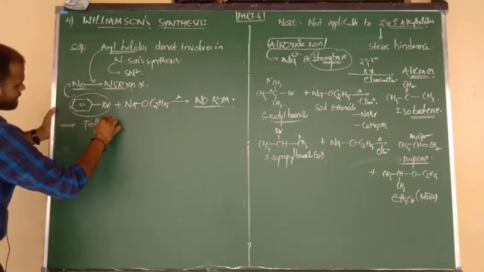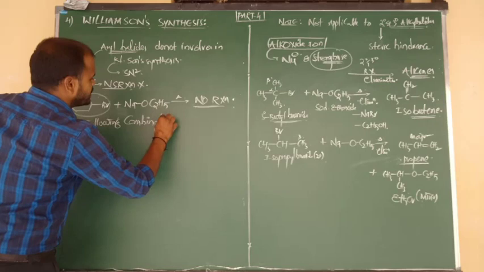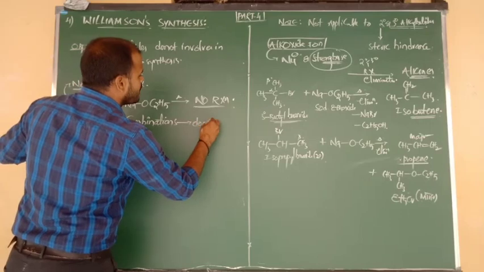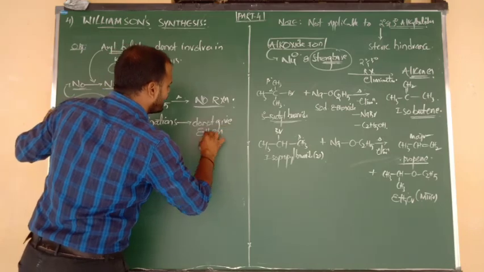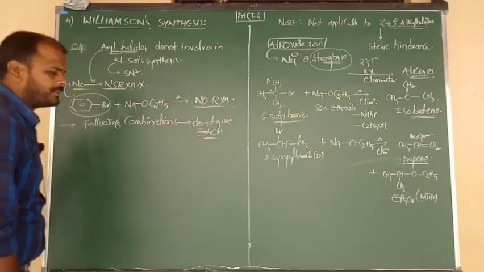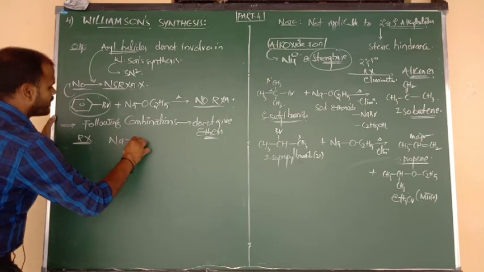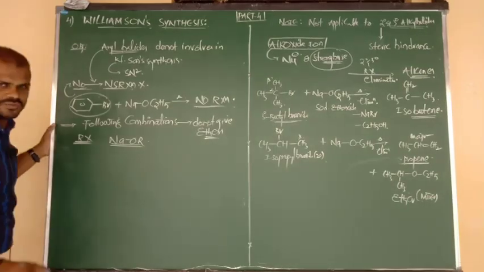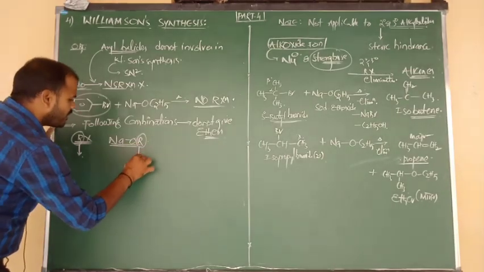Following combinations do not give ethers. Following combinations do not give ethers. So which type of combinations will never form ethers as per Williamson's method? Simply I have to consider an alkyl halide, and here I am going to take the sodium alkoxide. Alkyl halides on reaction with sodium alkoxide are going to form the ether. So in place of R, what do we have to consider?